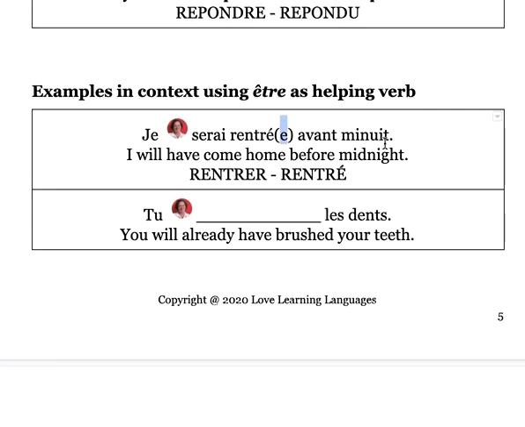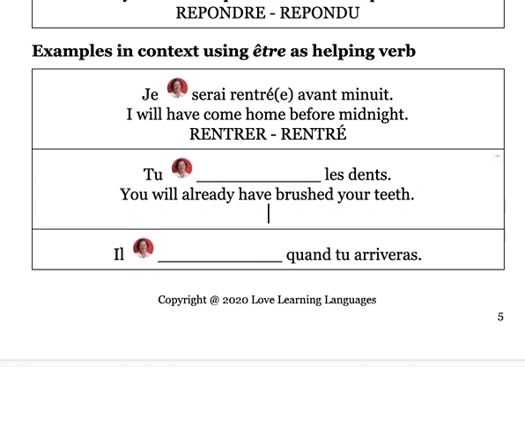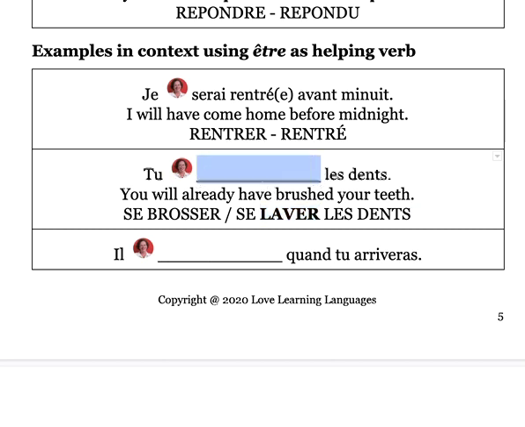Okay, what about tu? We're going to talk about brushing teeth. So that's reflexive, right? Se brosser or se laver les dents. I know se laver means to wash, but that's what we mostly say in my house anyway for teeth. You can do either one. So, tu te, don't forget your te, tu te seras lavé les dents.